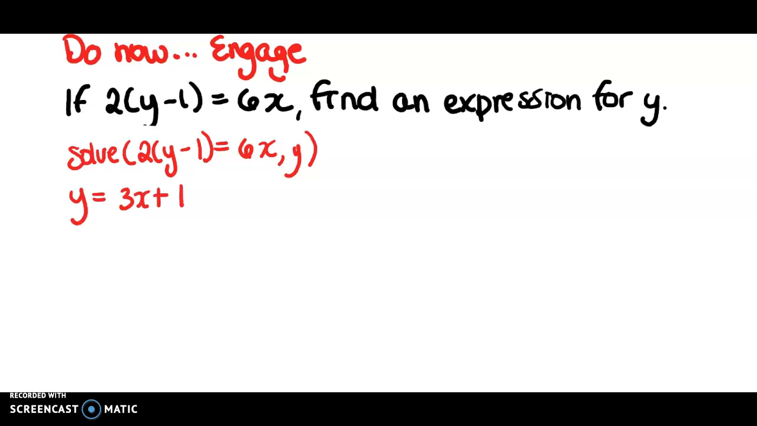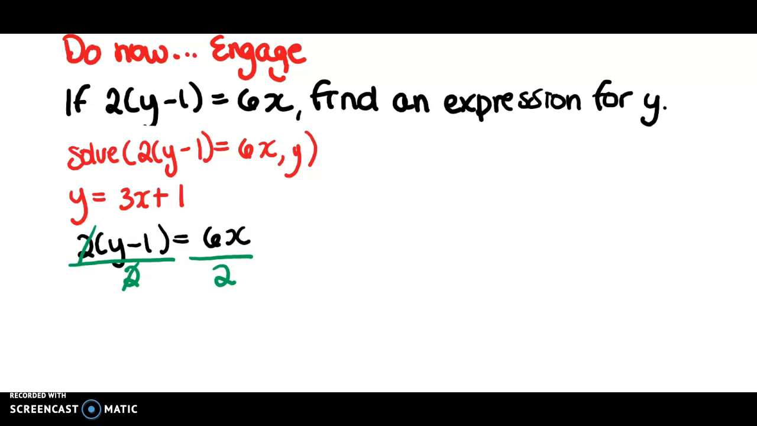I am going to also show you guys how to do this by hand though, because we need to be able to do them by hand as well. So to do this, since we're solving for y, we're trying to get y by itself. So the very first thing we're going to do is get rid of this multiply by 2 out here. So we're going to get rid of that by dividing both sides by 2.